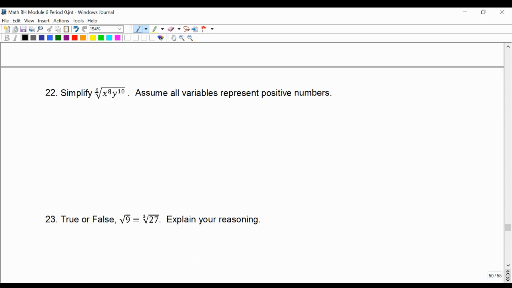How many sixes of a kind, so to speak, are there in x to the 8th? Well, there's definitely 1, and there's definitely going to be some left over. There's going to be 2 left over. And in y to the 10th, there's going to be 1, and there's going to be 4 left over. So we could clean this up and make this xy times the 6th root of x squared, y to the 4th.